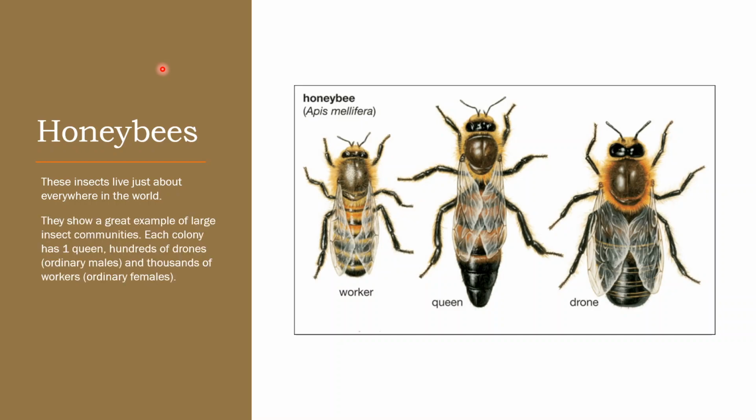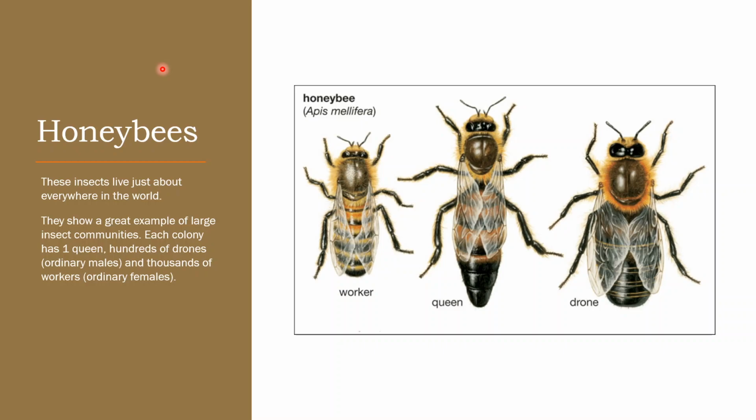Now, they show a great example of large insect communities. And so the honeybees come together and form a colony. That's what we call that. A big thing of bees is called a colony, which has one queen. And so that one queen rules over all of them, basically. Very similar to how Queen Elizabeth rules over England. She is the one queen. Well, in a colony, there is one queen, and she basically calls all the shots.